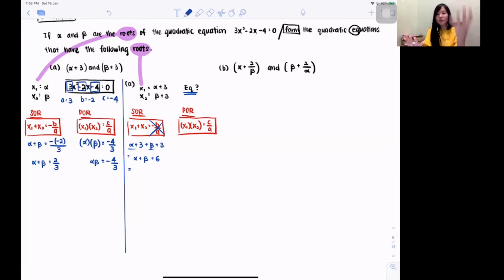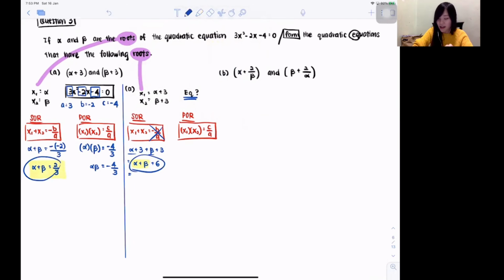So even though both are different sets, their SOR, POR are not the same, but under the same question, their alpha is actually having the same value. Their beta will have the same value. If my alpha is 2, definitely your alpha is also 2, because it's under the same question, right? So this alpha plus beta, do you realize you already did it here in yellow? Even though our SOR is seriously different, our alpha plus beta value will definitely be the same. So alpha plus beta, isn't it 2 over 3?